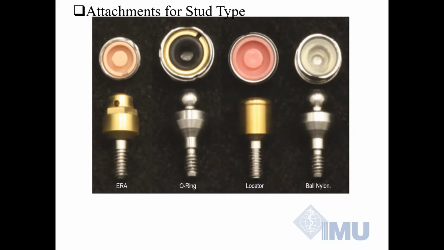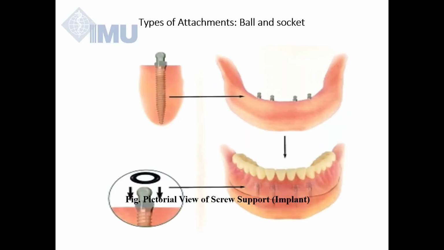So all these are types of stud attachments. They are individual attachments, they are not splinted attachments. One attachment, the male part, will go and fix onto the implant. The female part, the flexible component, goes inside the denture. That's how the frictional resistance of this flexible component will give a snap fit to the denture. Thus, they improve the retentive ability of the dentures.